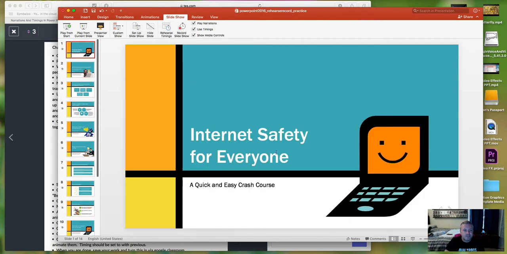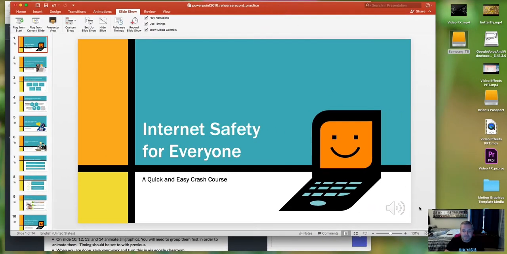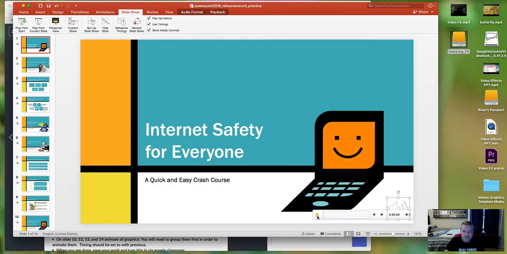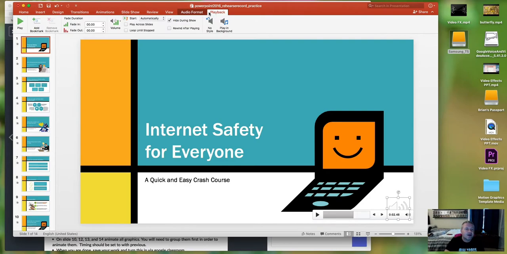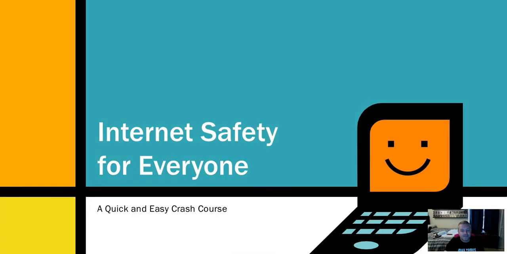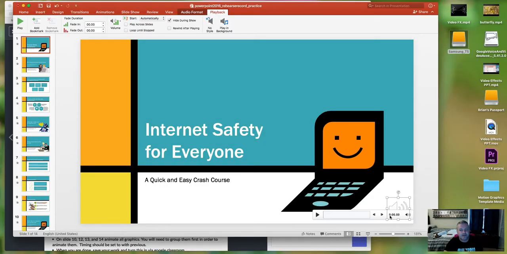When you're done, you're going to have these little speakers right here in your presentation, and this has your audio file on it. Internet safety for everyone. What you're going to do is come up here to audio format. Oh no, it's under playback, I think. Yeah, it is. Under playback, you're going to say hide during show right here. Put a check there that says hide during show so that when you play this, it doesn't actually show.